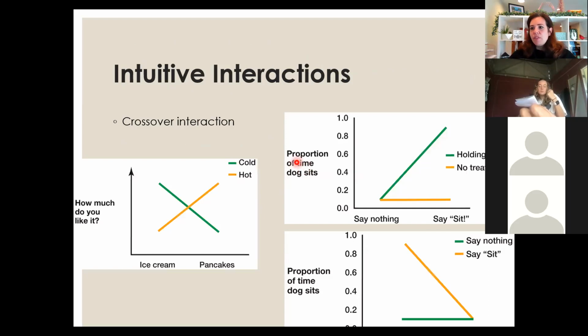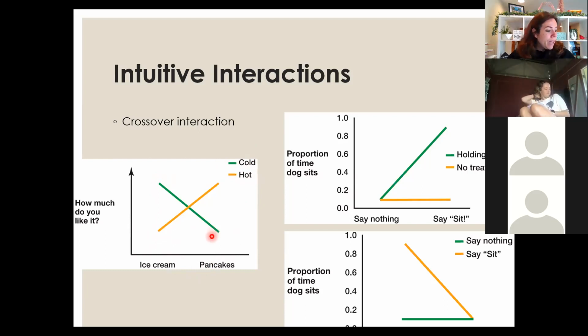So here's an example of that. How much do you like these foods? There's ice cream and pancakes, right? But then we add a secondary variable, which is the temperature of the food. You notice this? If people are asked how much they like ice cream, they may say, well, I like it, but only if it's cold. I like it a lot when it's cold. I don't like it when it's ice cream soup, right? I don't like that.